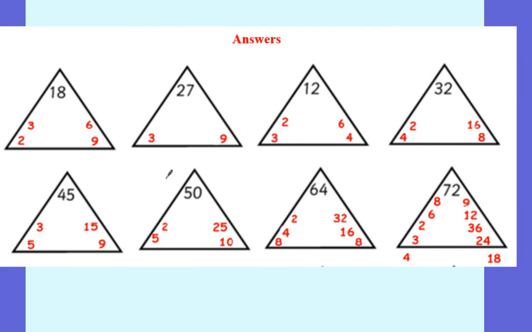Okay, these were some of the answers I was looking for. You could have also had 1 times whatever that number was in each case. You could have 1 times 27, 1 times 12, 1 times 32. But here are all the other factor pairs I was looking for. 72 has got loads. So well done if you got 72.